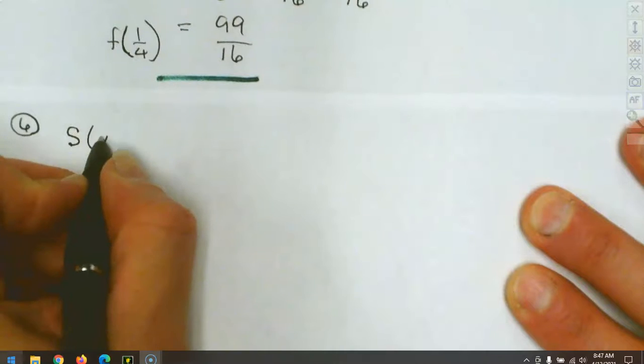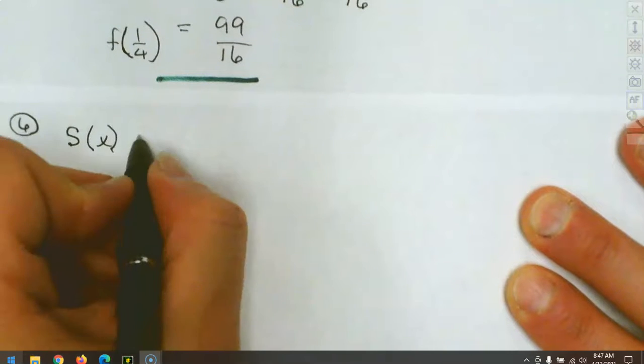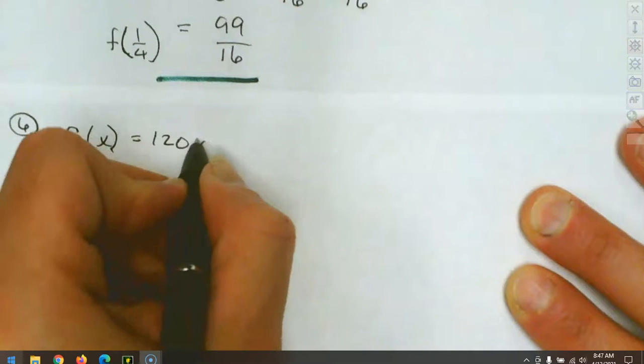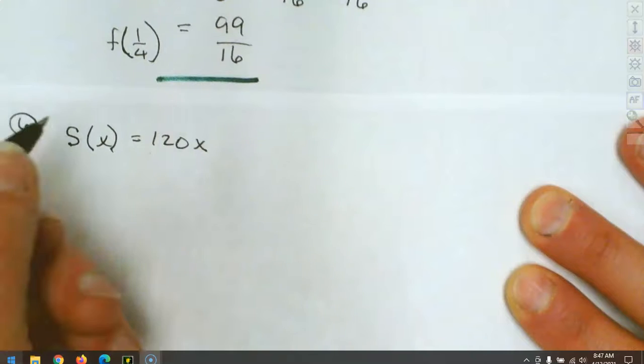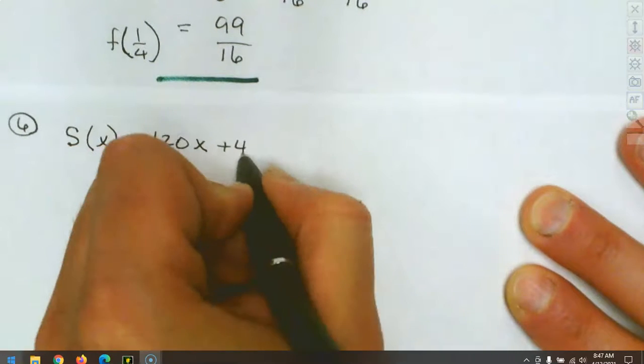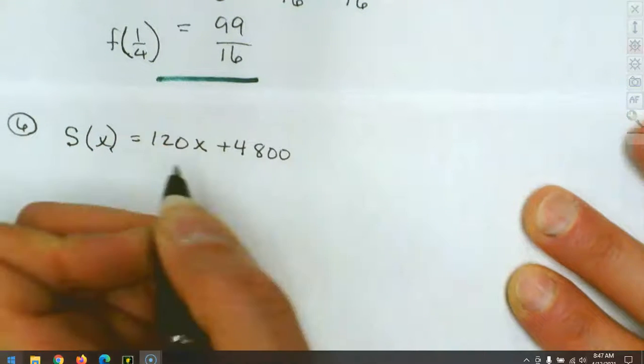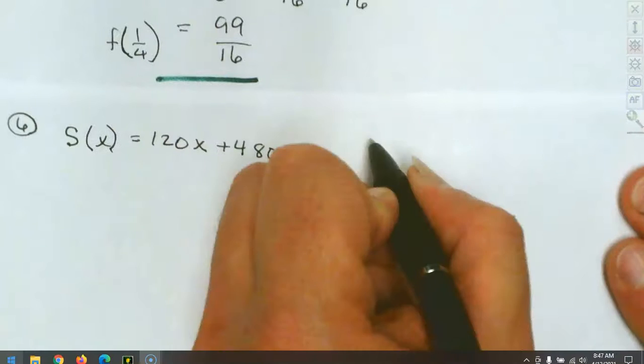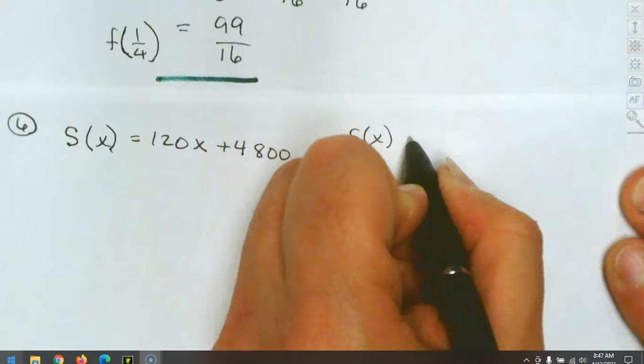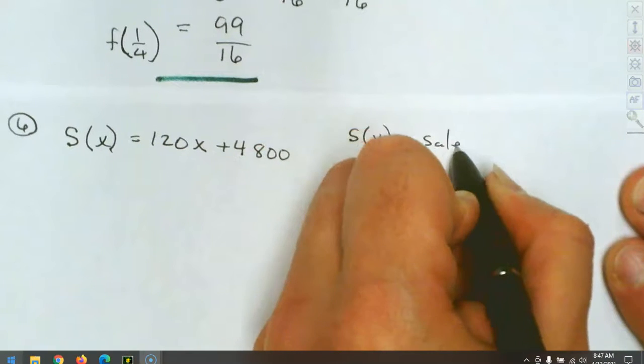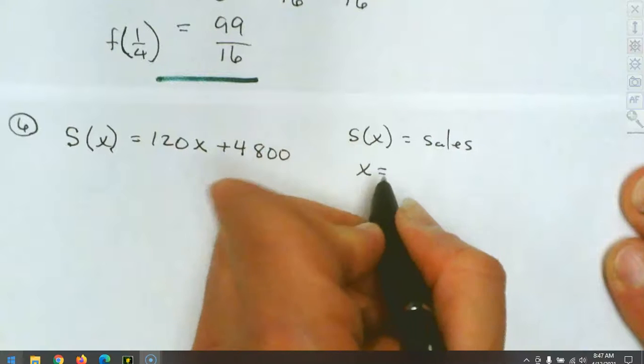It's S of x equals 120x plus 4,800. Now, what is S of x? Well, S of x is the sales. And what is x? X is the year.